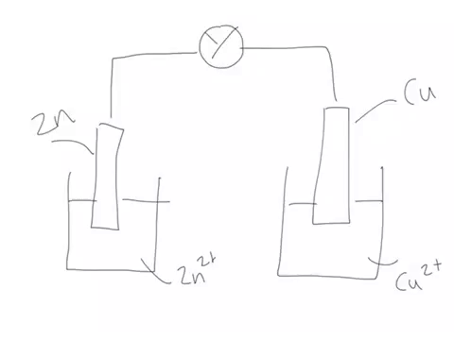I'm placing a bulb there so you can see that there is a current flowing through the completed circuit. The circuit will obviously need to be completed between the two half cells. This is done by using something called a salt bridge.